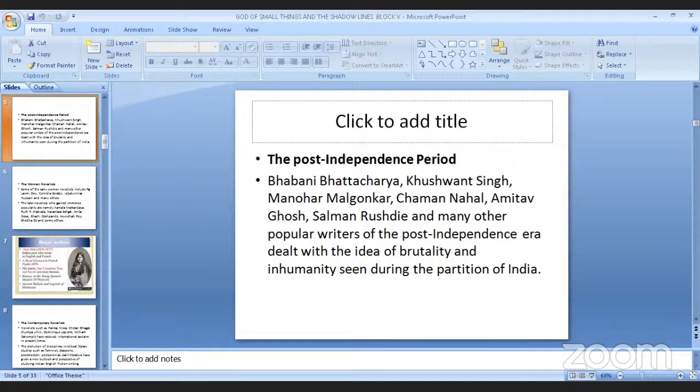Right. Coming to the post-independent. So till now, we've been looking into the period between pre and post-independent, that is the period of struggle in between these two periods. Now, coming to the post-independent writers, they include Bhabani Bhattacharya, Khushwant Singh, Manohar Malgaonkar, Chaman Nahal, Amitav Ghosh, Salman Rushdie, and many other popular writers of the post-independence era dealt with the idea of brutality and inhumanity seen during the partition of India.